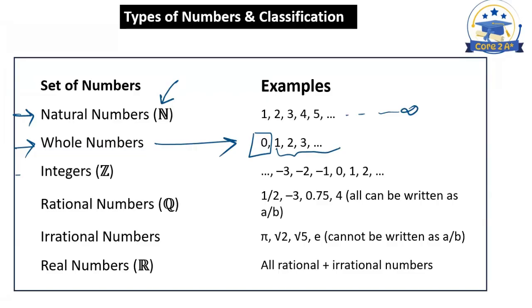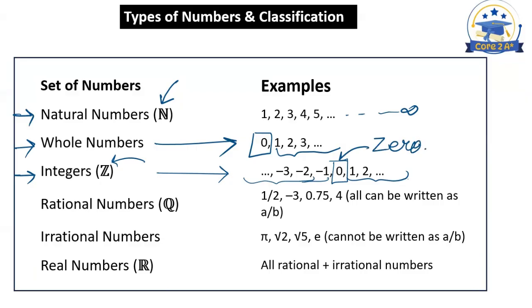Third, integers. Integers are denoted by the capital Z. What is the difference in an integer? Here you can see we have negative numbers, positive numbers, and even 0 as well. On the right hand side we have all the positive numbers, on the left hand side we have all the negative numbers, and in the middle we have 0.